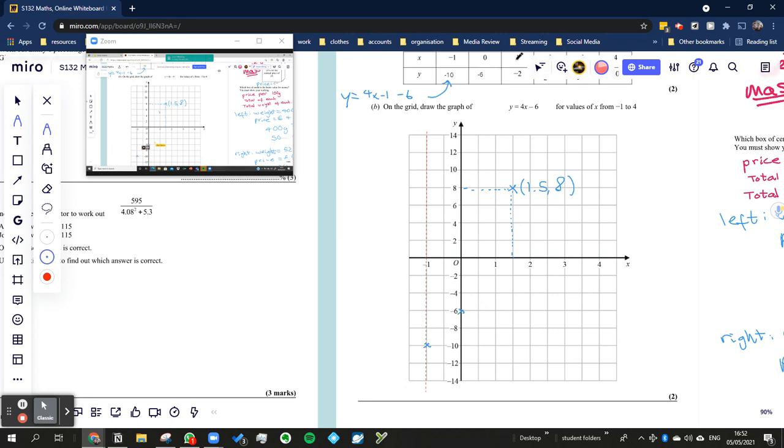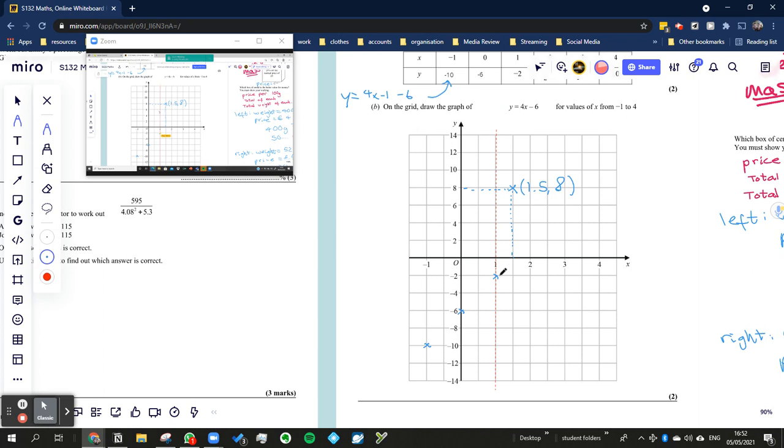Okay? Then, when x is equal to 1, y is equal to -2. So let's move this line across here. Somewhere along this point, x is equal to 1 and y is equal to -2. And so it goes here.